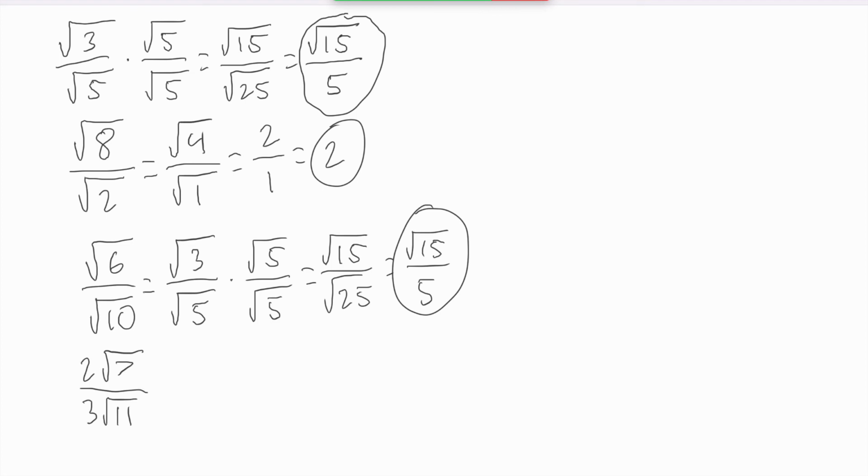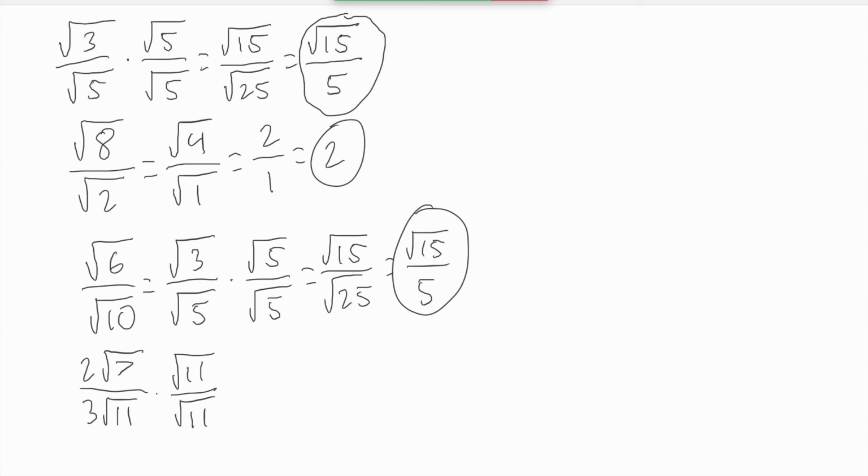All right, for this last example, 2 and 3 can't reduce, 7 and 11 can't reduce, and you can't go within other ones because you can only look at the numbers that are by themselves or the numbers under the square root. You can't mix and match those. So we need to multiply the top and the bottom by the denominator, but just the square root in the denominator. So only the square root of 11.